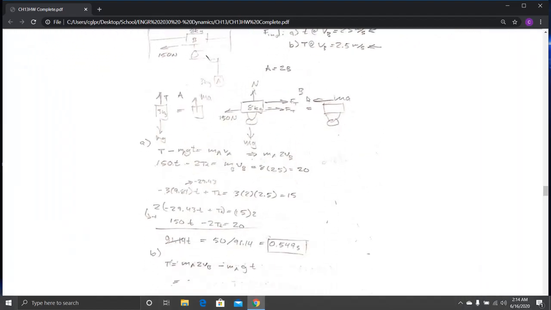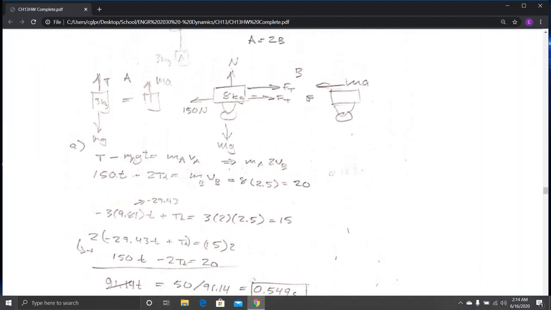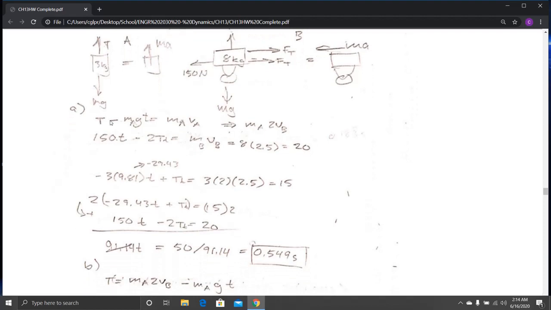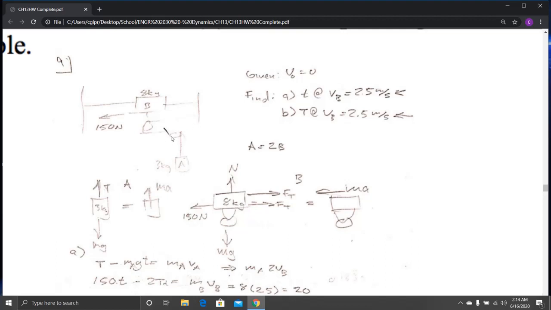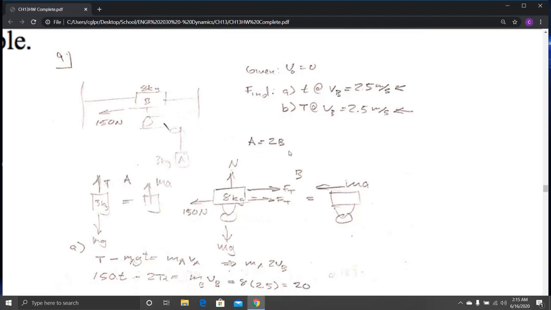Draw my diagrams. I realize that for A, the tension force minus the weight is going to equal the mass times acceleration in the upwards direction. Before this, as I do with any pulley problem, I make a relationship here. One rope connected to A, 2 ropes connected to B, so A equals 2B.